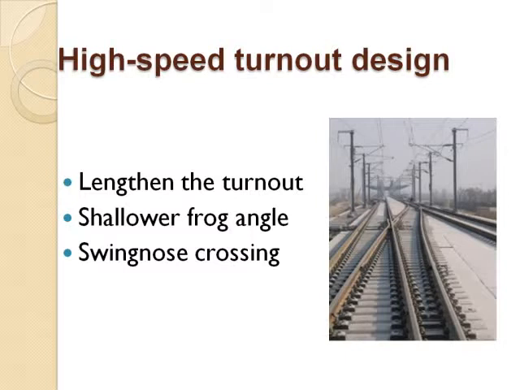The conventional way to increase turnout speed is to lengthen the turnout and use a shallower frog angle. If the frog angle is so shallow that a fixed frog cannot support a train's wheels, a swing nose crossing will be used. Higher speeds are possible without lengthening the turnout by using uniformly curved rail and a very low entry angle.